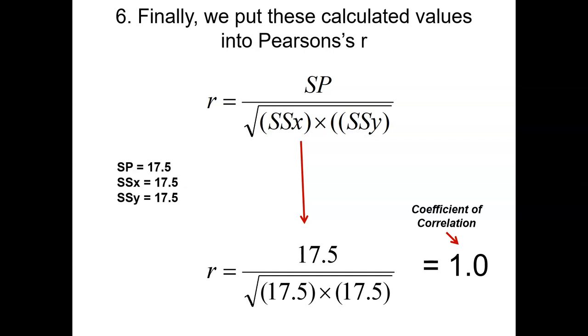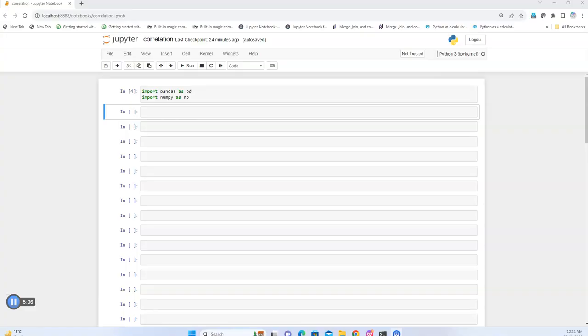Now we are going to see how we can calculate the correlation coefficient using Python. I have my Jupyter Notebook console open here, and I am going to import two main libraries: pandas, abbreviated as pd, and NumPy, abbreviated as np. If you have not installed these two libraries, first you need to install them. I'll show you one, for example.